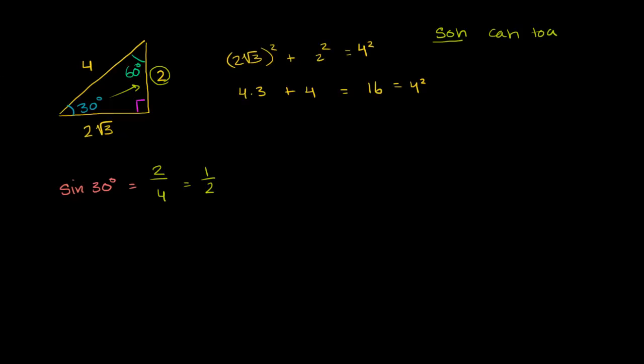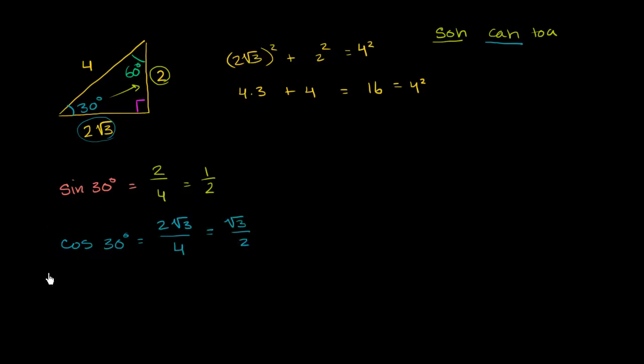Now, what is the cosine of 30 degrees? Once again, go back to SOHCAHTOA. The CAH tells us what to do with cosine. Cosine is adjacent over hypotenuse. So if we're looking at the 30-degree angle, this right over here is adjacent. It's right next to it. It's not the hypotenuse. It's the adjacent over the hypotenuse. So it's 2 square roots of 3 over 4. If we simplify that, we divide the numerator and the denominator by 2. It's the square root of 3 over 2.